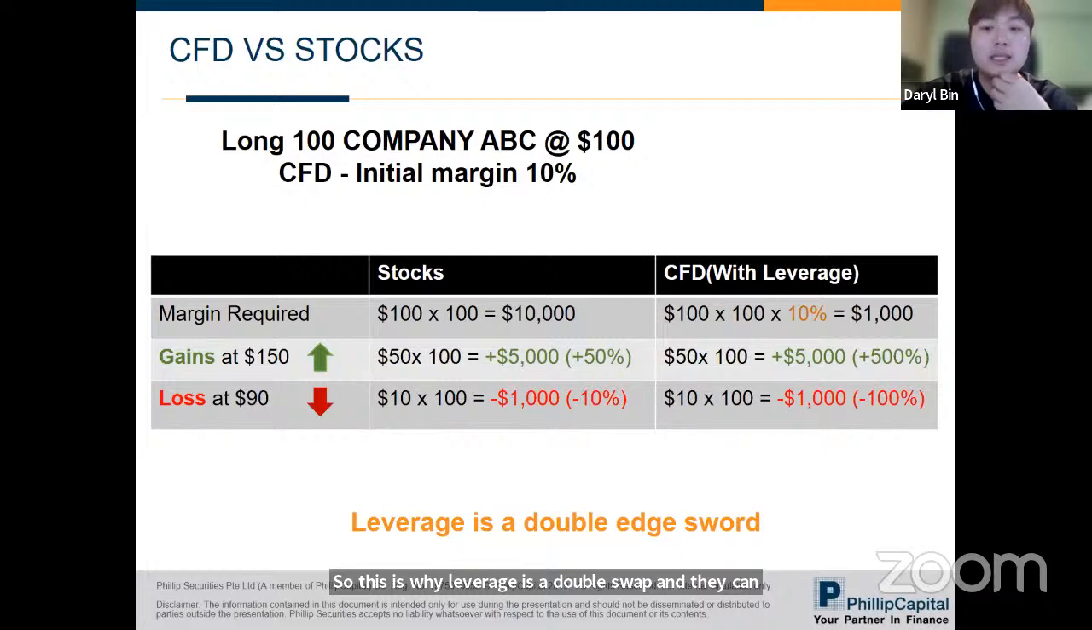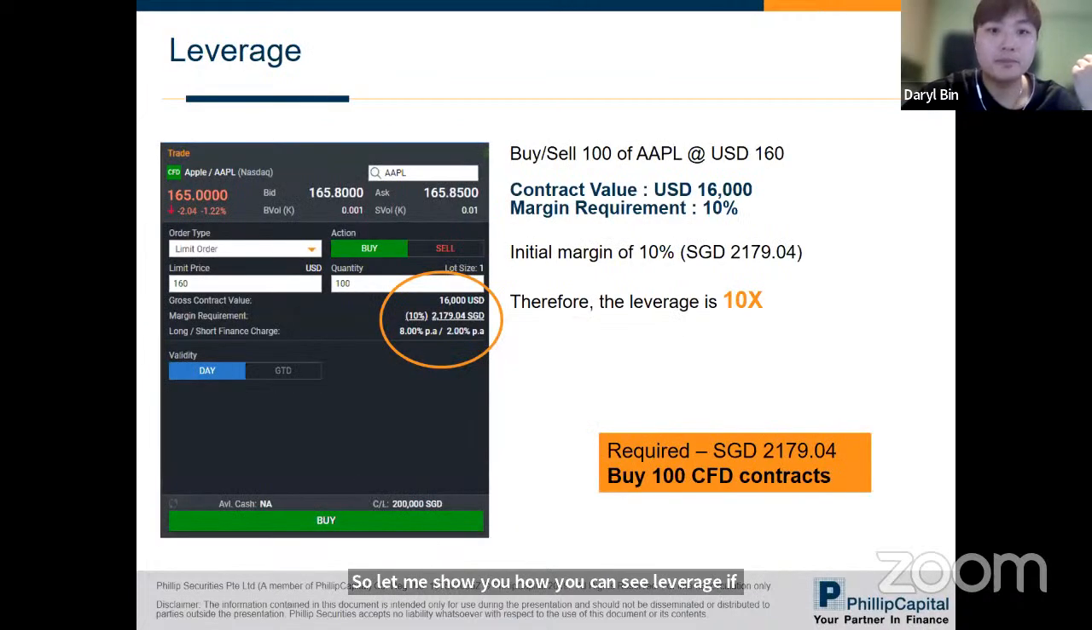So let me show you how you can see leverage if you are using our platform. Using Apple as an example, let's say we want to long 100 Apple at $160. What you will do is launch an order ticket. You will be able to see the gross contract value, the margin requirement, and the long short financing charges in the orange circle, like the one on the screen. Over here we can see that the margin requirement is 10%, which also means in order for you to hold 100 Apple contracts, you will need around $2.1 thousand SGD of margin to purchase the contract, which is worth around $16,000.